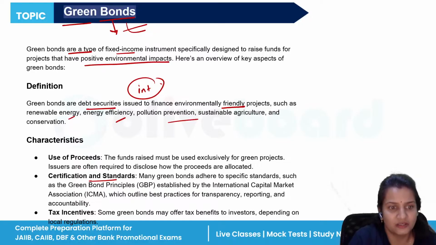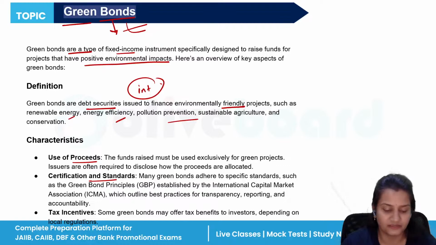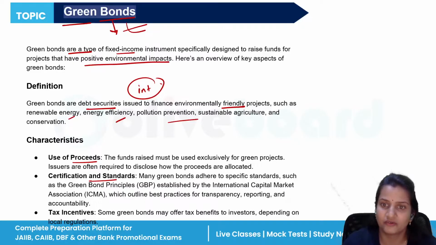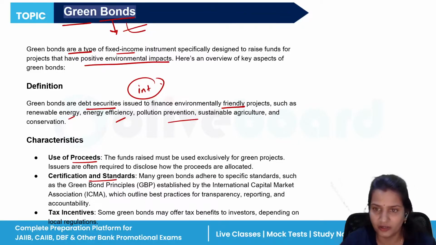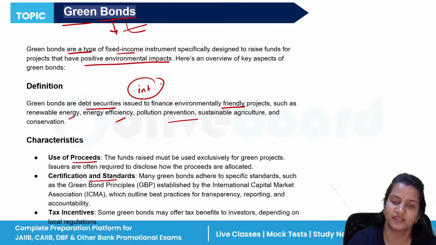So there should be use of proceeds. The funds should be raised only for green projects. It's not that you raise green bonds in the name of green projects and then invest in some other kind of project. It should not be like that. If you are taking the money in the name of a green project, in the name of green financing, then you should use that money for the same purpose.